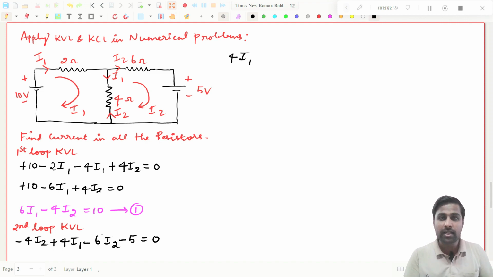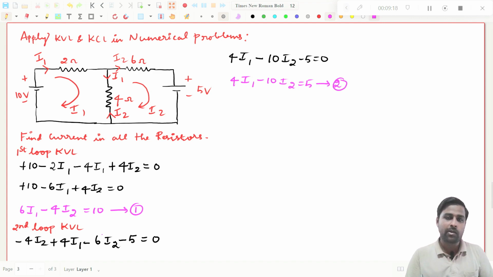So if you simplify that, you will get minus 10 I2 minus 5 equal to 0. If I bring this constant term to the other side, what I will get is 4 I1 minus 10 I2, which is equal to 5. That's all. This is equation number 2.